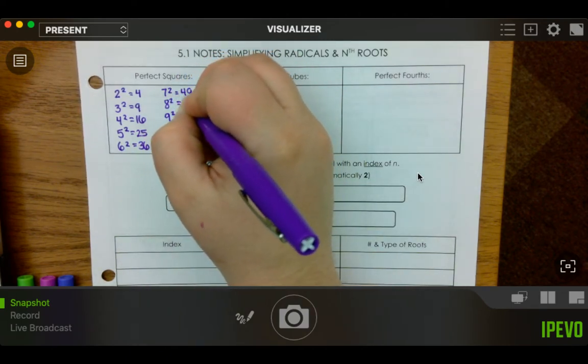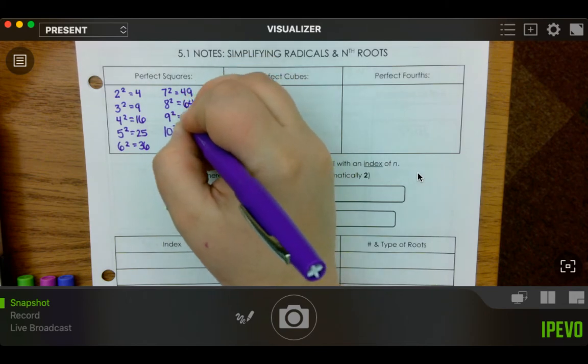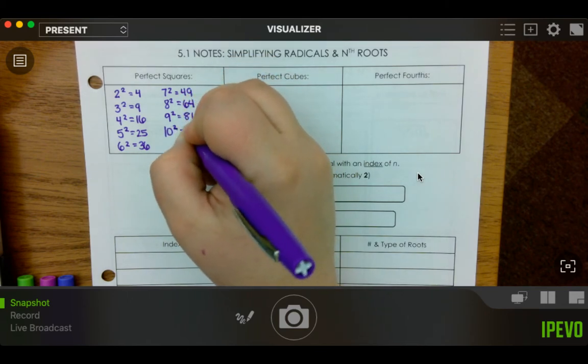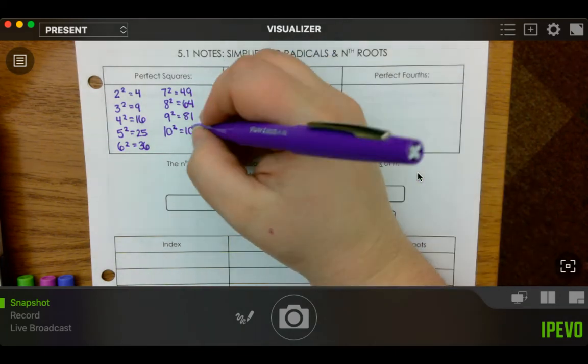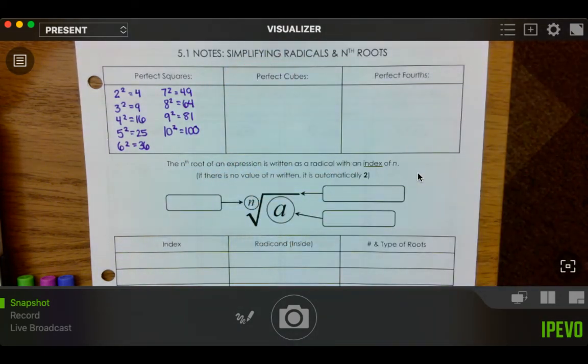49, 64, 81, 100. I'll give you guys a second to go ahead and write these down. While you do that, I will explain the whole reason why we're doing this: we're going to be doing some square roots.